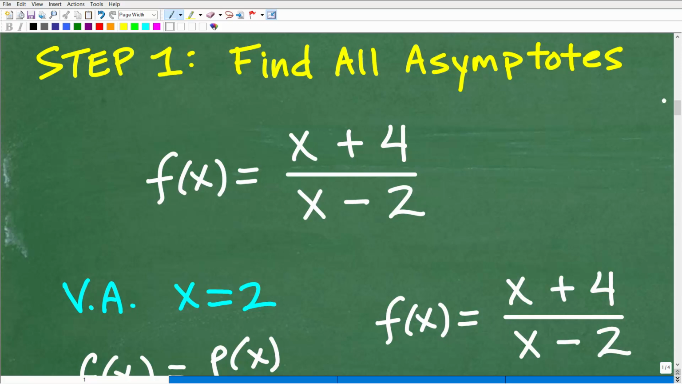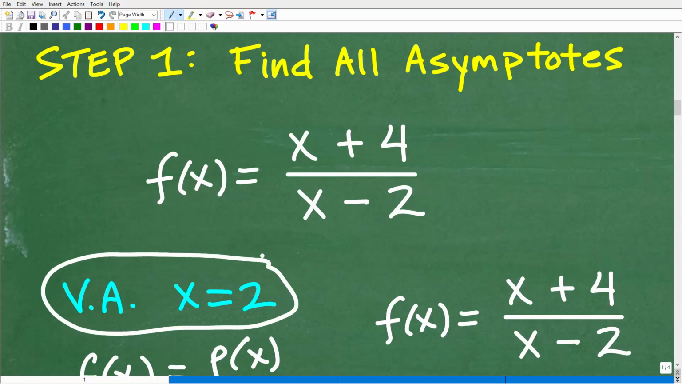That's for more challenging problems, but we are going to be taking a look at the two types of asymptotes in the graph of this particular rational function, namely vertical asymptotes and horizontal asymptotes. Let's talk about how to find the vertical asymptotes first. The graph of this rational function has a vertical asymptote at x equals 2.